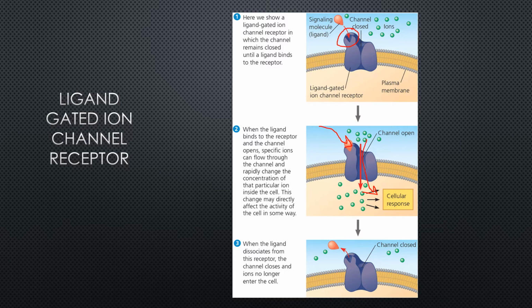Once it does, typically those ions become those secondary messengers that will allow for other cellular responses to occur. And again, once that's completed and the ligand is released, then that channel protein is available for another ligand to bind.